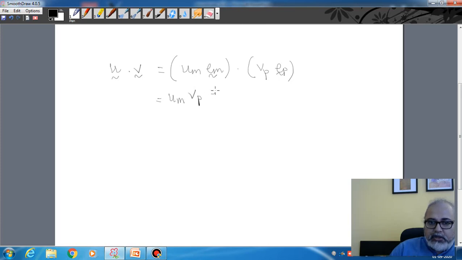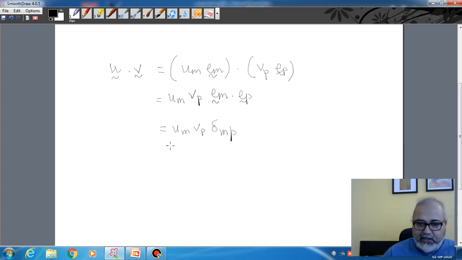And then you have EM dot EP. From the definition of the Kronecker delta, we know that EM dot EP is delta MP, the Kronecker delta MP. Now, this is where the fun starts. You have this delta MP here, and it has the property that when m is equal to p, it's equal to 1, and when m is not equal to p, it's equal to 0.